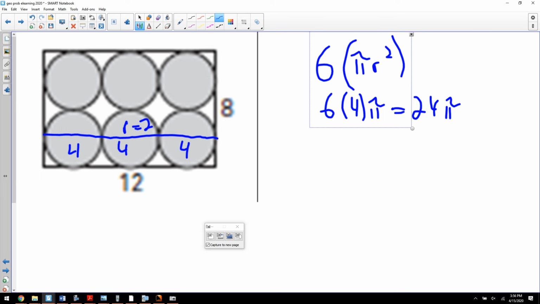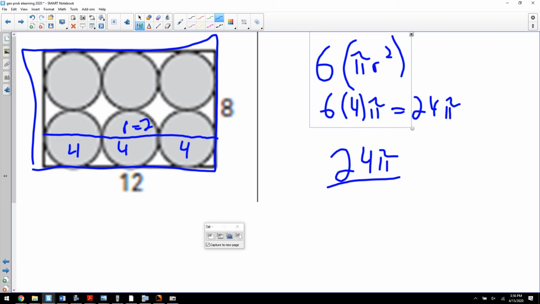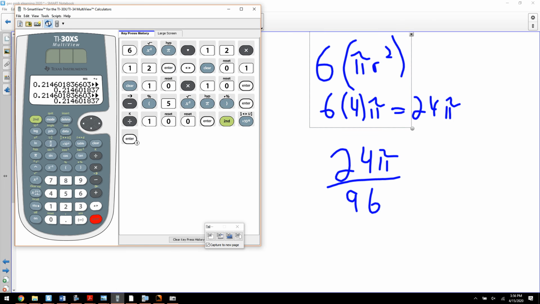That's your shaded region. Now the total area is found by the rectangle, the 8 by 12. So you wind up with 24 pi divided by 8 times 12, which is 96. When you type that in your calculator, use the fraction bar, 24 pi over 96, and hit enter, and you get pi over 4.